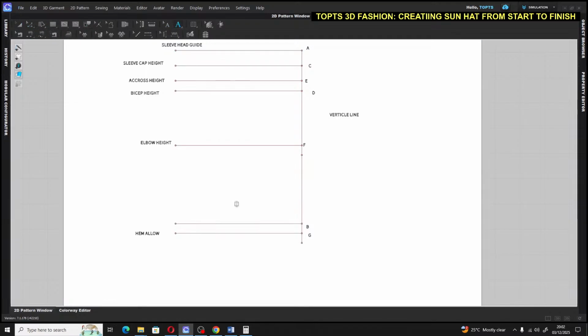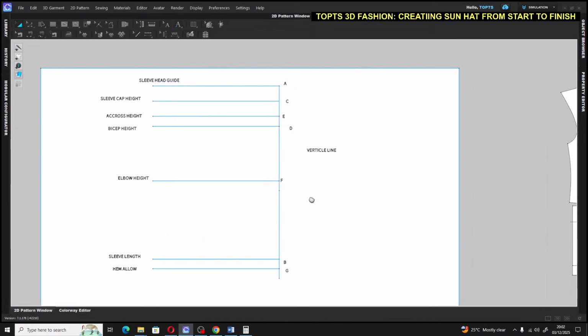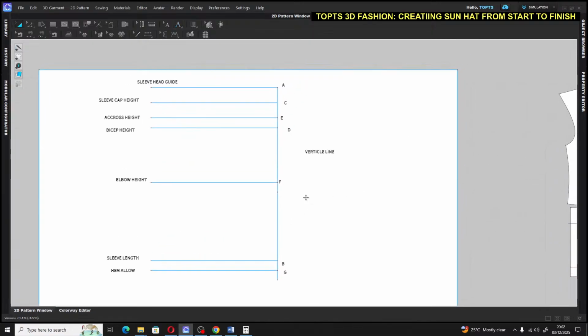This line B, which is our sleeve lengths. So my beautiful people, we are done with identifying the 7 working lines for our sleeve. Now, after getting this, what is next?